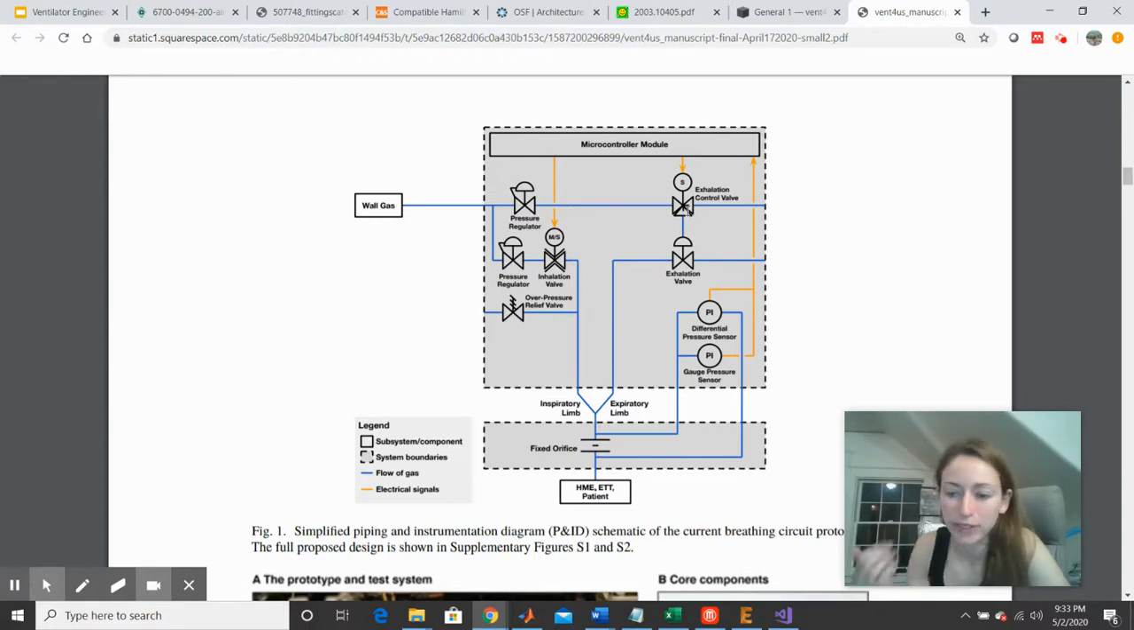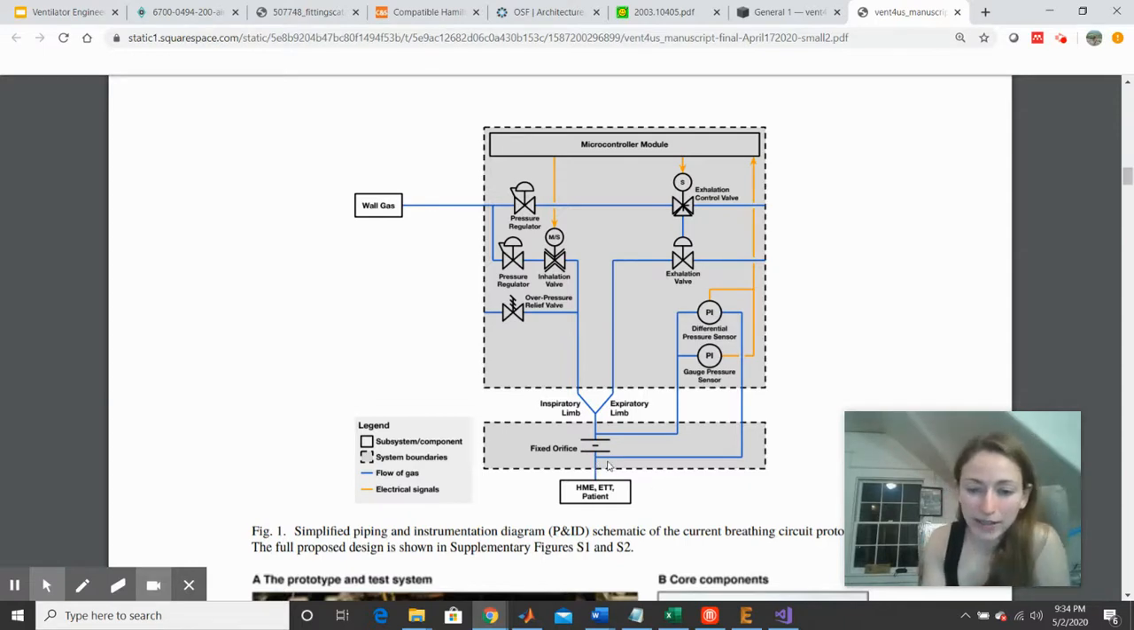So we can read the paper in more detail to understand exactly what type of valves they're using here. They have a pressure regulator with an inhalation valve. This may be something like a proportional valve. They have safety components like the pressure release valve. That's all sort of standard stuff. But I noticed that they don't mention a flow sensor here.